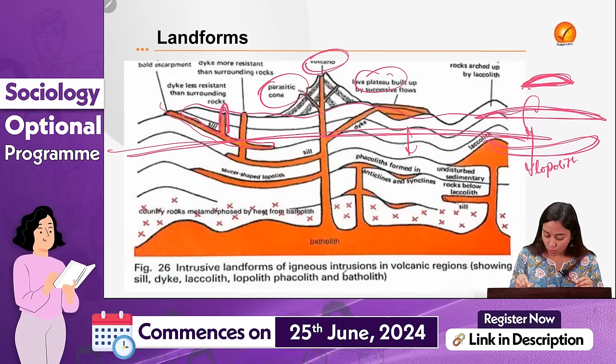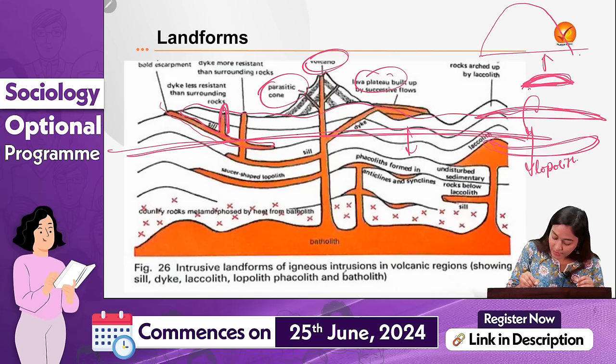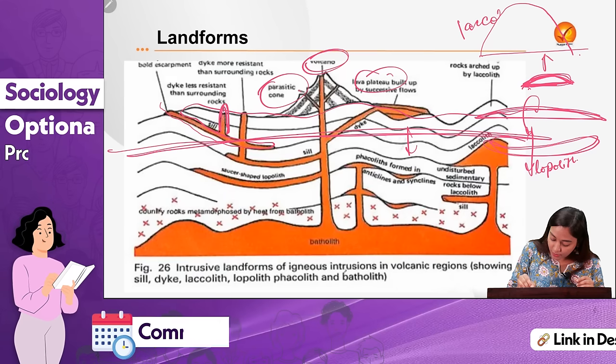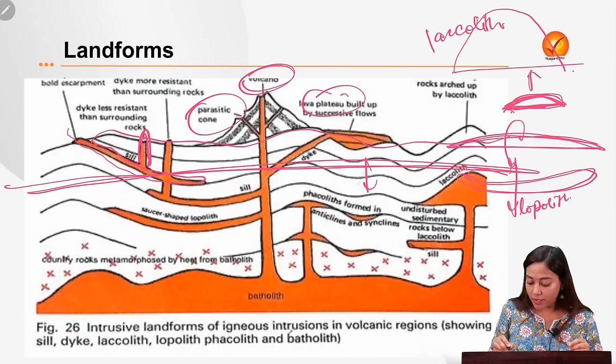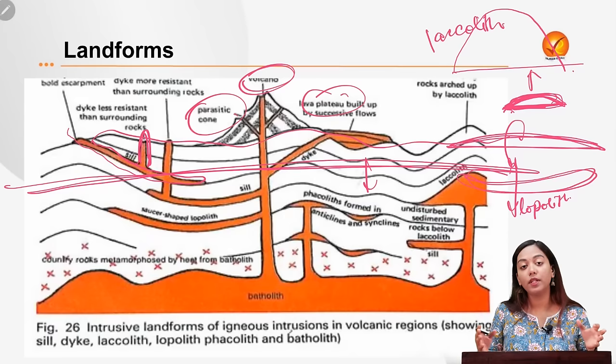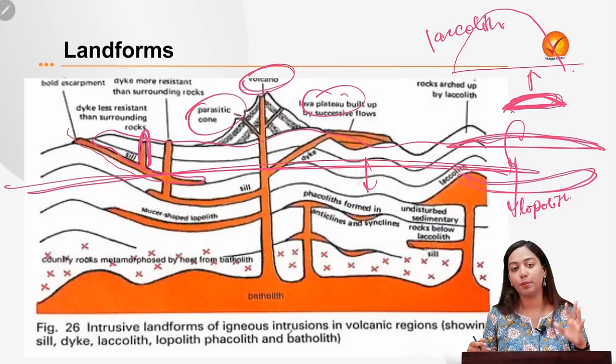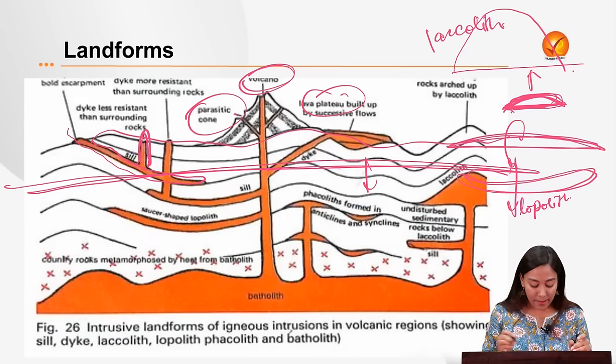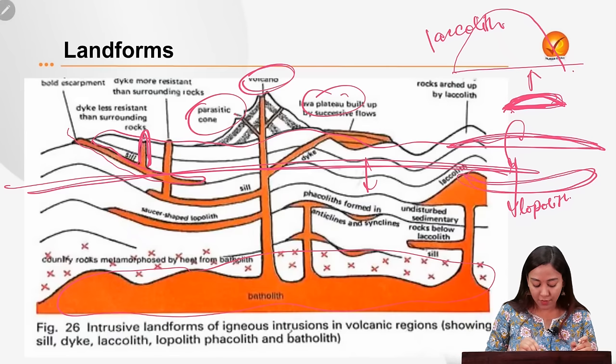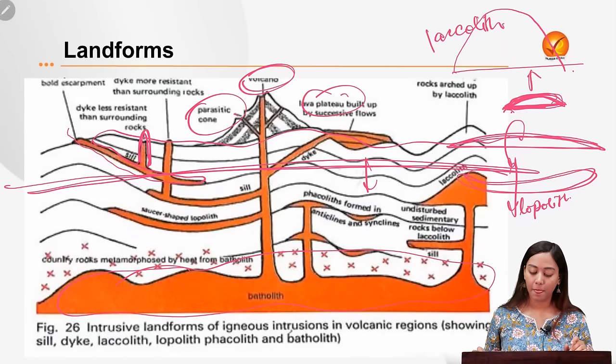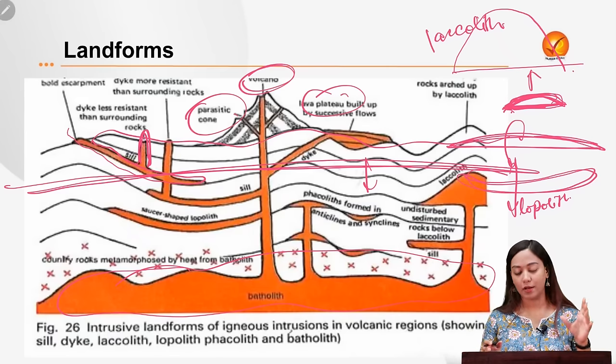What if this phacolith gets enlarged in height? Then in that case, it is known as laccolith. And what if it gets enlarged in length, in height and in breadth? Then this is known as batholith. Batholiths are the most extensive intrusive landforms, as you can see. So this was all about the discussion on volcanoes.